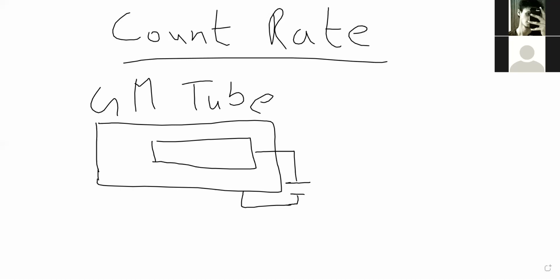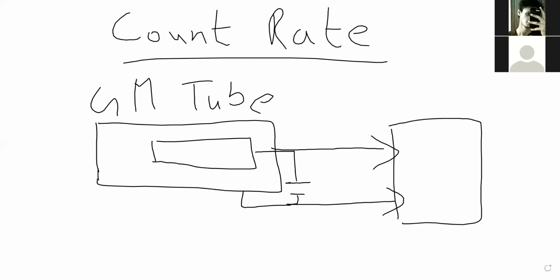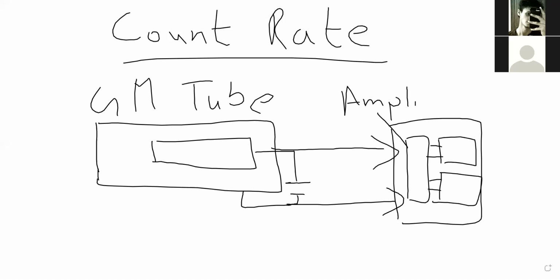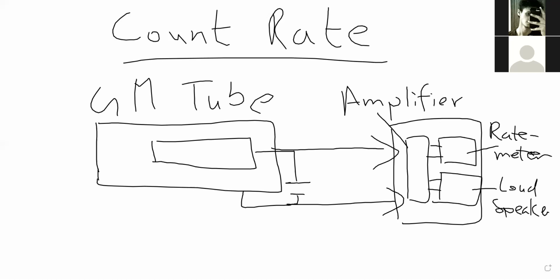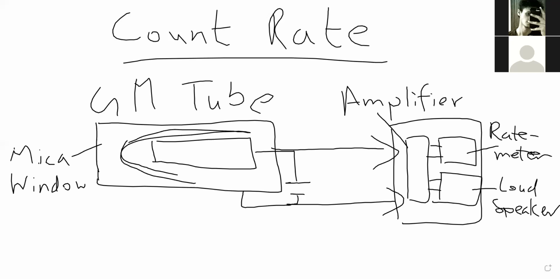Now the GM tube is also connected to an amplifier. This is the amplifier. This is the rate meter. And this is the loudspeaker. This is a mica window, which allows radiations to enter, and the space in the tube is filled with argon gas.